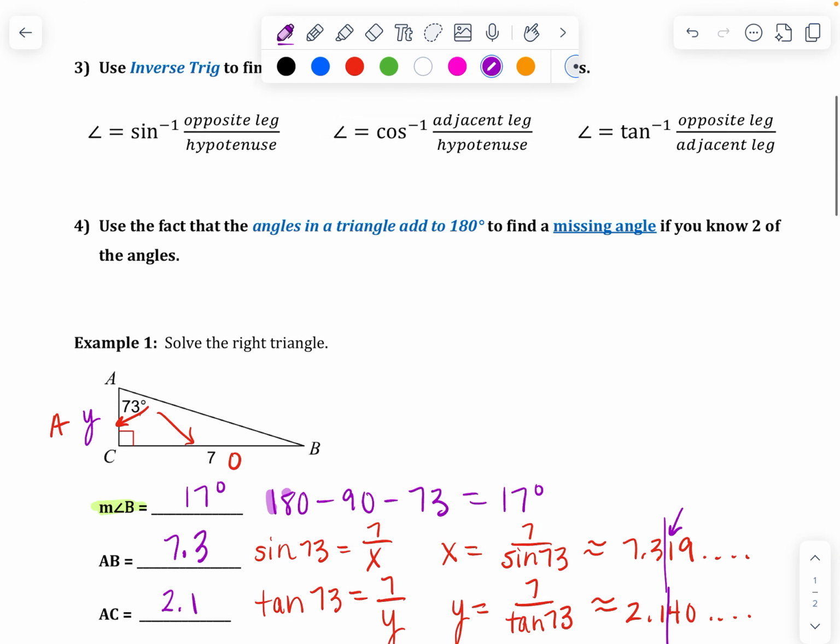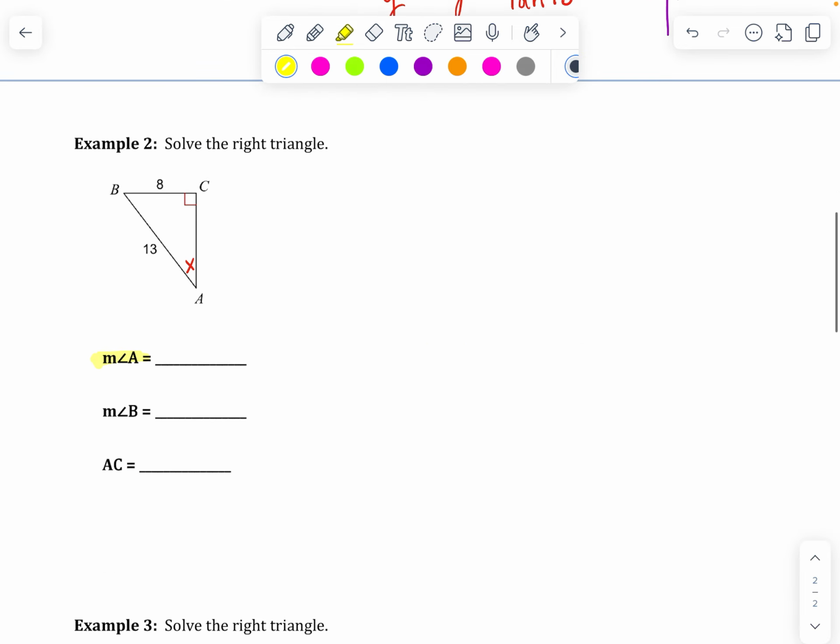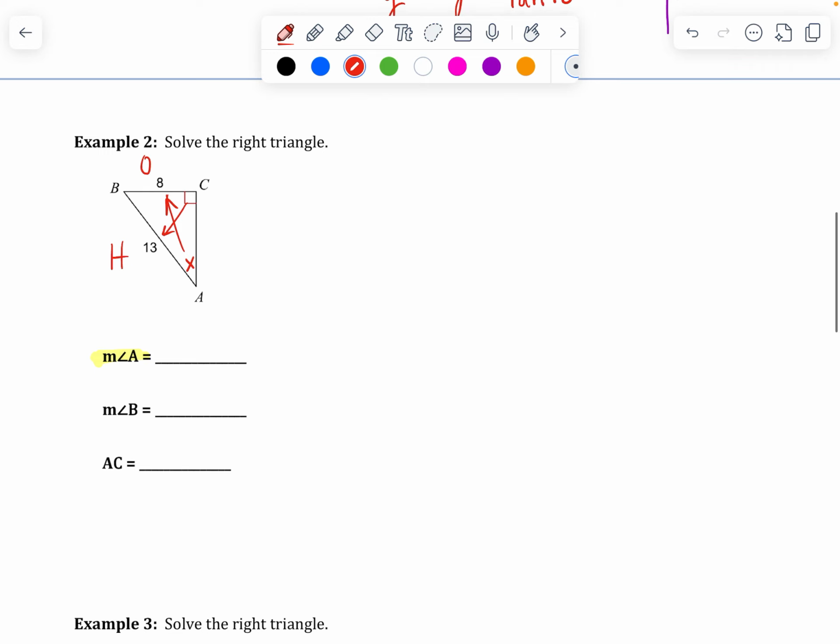So if you think about inverse trig, let's go back up to inverse trig. You need to know an opposite leg and a hypotenuse, or an adjacent leg and a hypotenuse, or an opposite leg and an adjacent leg. If you do that, you can solve for that missing angle. Well, that's exactly what I know in example 2. If I label what I know, I have both a hypotenuse across from my 90, and I have an opposite leg. I can use sine, or inverse sine actually, to solve for missing angle A.